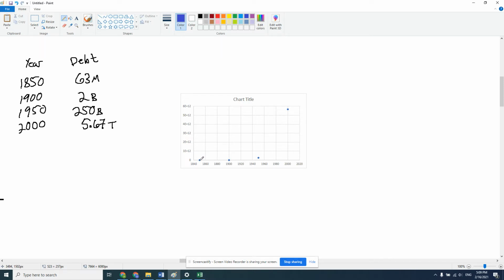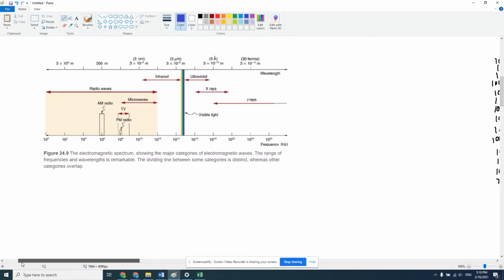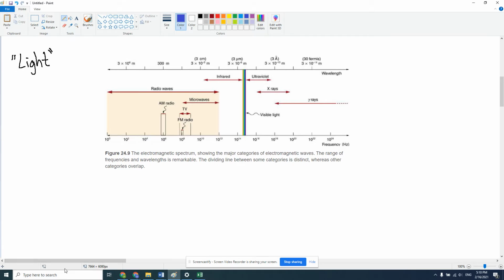1850, that's at 63 million, which on my y-axis, scaled in the trillions, is 1 trillion, 2 trillion, 3 trillion, 4, 5, 6 trillion. That's what E12 is. So 65 million looks like it's pretty darn close to zero. 2 billion still looks like it's pretty darn close to zero. 250 billion, barely up over the zero mark. And then we get to 2000 and we're at 5.67 trillion. Now, this suddenly looks very exponential, and indeed it is. The same thing happens with the electromagnetic spectrum when we say that it's a logarithmic scale in nature.